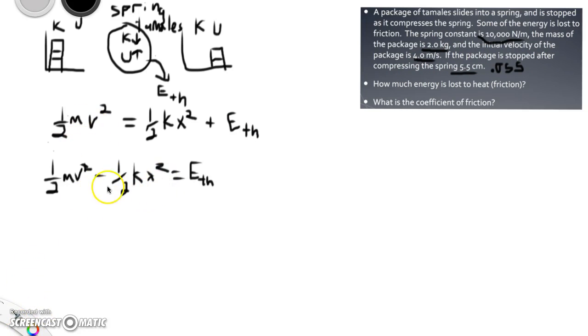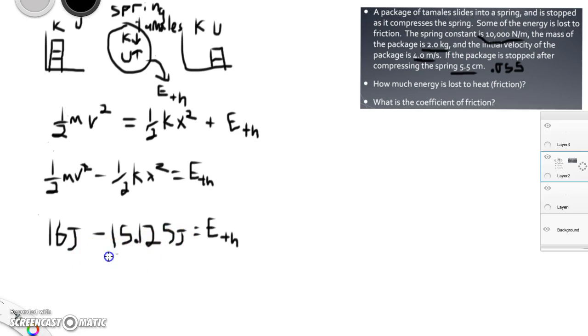So I've gone ahead and moved over the elastic potential energy to the other side. Let's substitute our values and see how much of each we have and use that to solve for our thermal energy. Okay, so to continue, we've now found that the kinetic energy is 16 joules and the elastic potential energy was 15.125 joules. So we can subtract those and we find that the thermal energy is equal to about 0.875, or we'll say 0.88 joules.